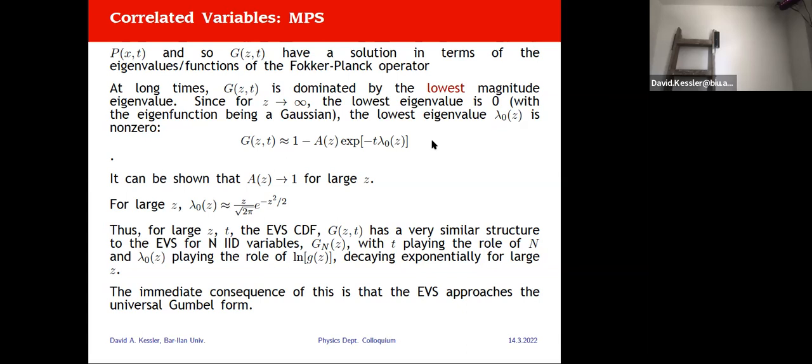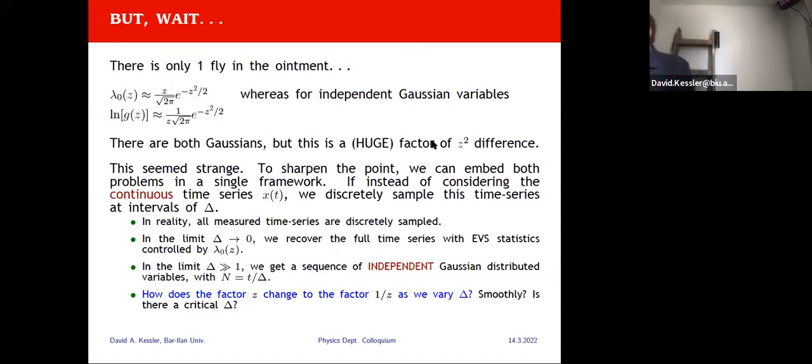So if you're worried about Gumbel, you don't have to worry. You can go to sleep at night knowing the Gumbel is safe. Now there's only one small little problem, and that problem cost us half a year of our lives. Lambda naught goes like e to the minus z squared over 2 times z. Log g, for Gaussian random numbers, we showed, went like e to the minus z squared over 2 divided by z.